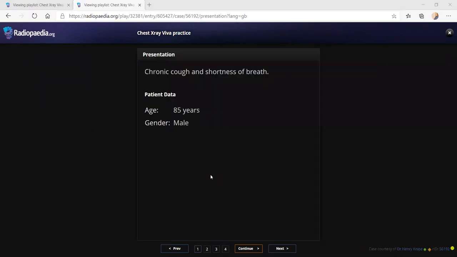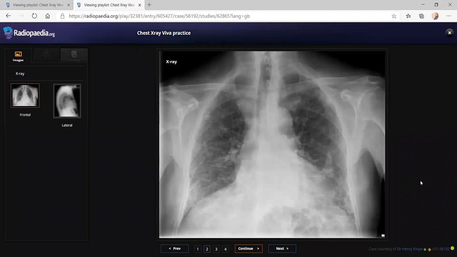I'm presented with an 85-year-old male with chronic cough and shortness of breath. I'm provided with the frontal chest radiograph. You can see bilateral interstitial reticular nodular opacity scattered in both the lungs, predominantly in the lower zones.